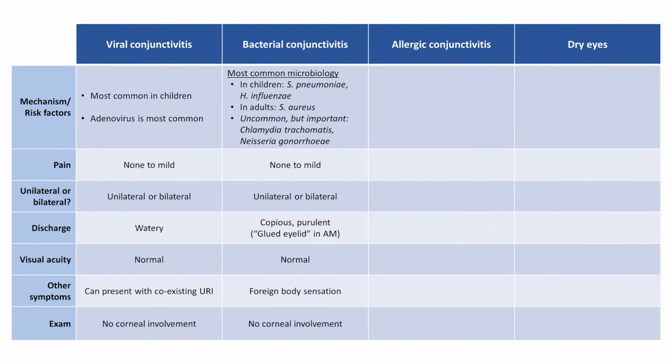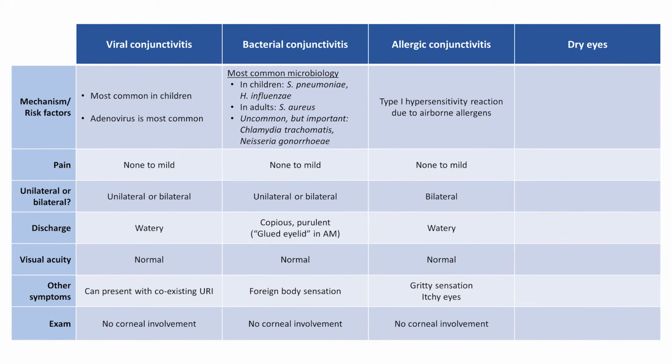Allergic conjunctivitis is caused by a type 1 hypersensitivity reaction due to airborne allergens. Pain is absent or mild. It's bilateral. Discharge is watery. Visual acuity is normal. Patients can report itching eyes or a gritty sensation. On exam, once again, there is no corneal involvement.